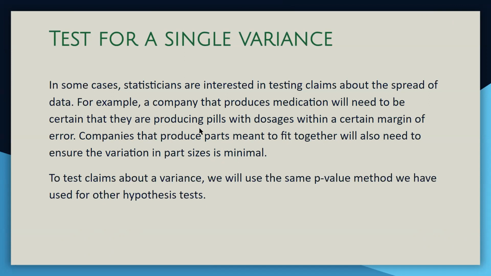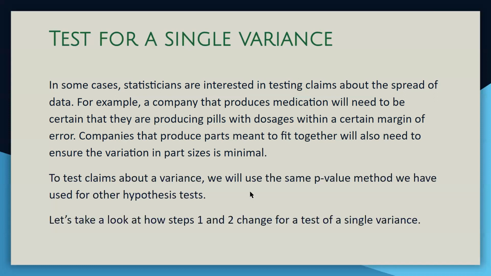To test claims about the variation in a set of data, as measured by either the variance or standard deviation, we're going to use the same p-value method that we've used for other hypothesis tests. And this hypothesis test is going to work very similar to a test about a mean or a proportion. So let's take a look at how steps 1 and 2 change for a test about a single variance as opposed to a mean or proportion.